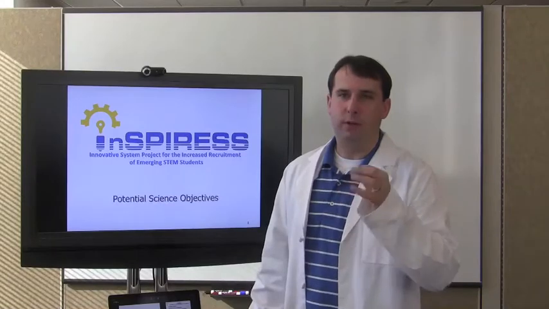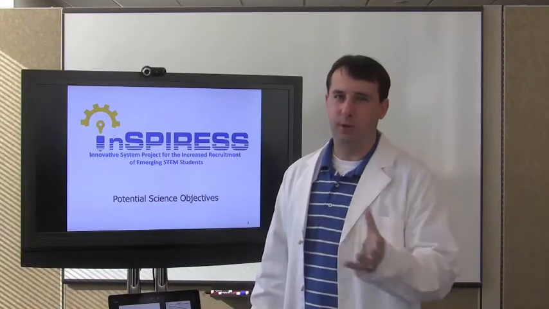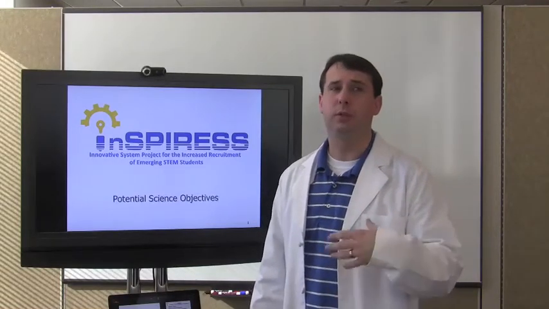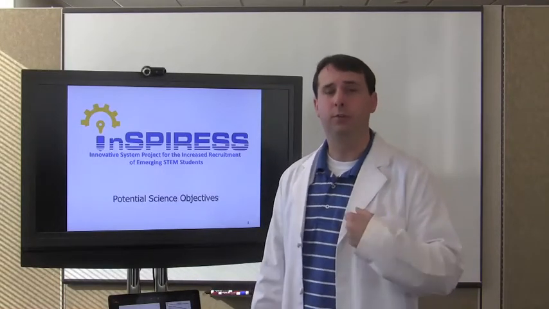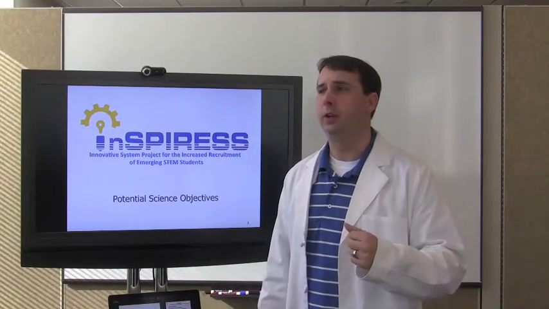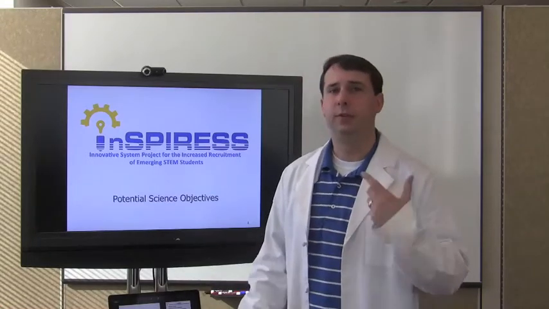So we're going to go over some potential science objectives. We've got a little bit more than 20 of them. We're going to talk about a few instruments that you could use to measure those different objectives, to satisfy those objectives. And then we're going to talk about some issues with some of the objectives and some of the measurements, for each of these.